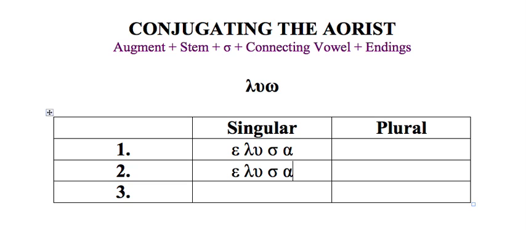Then for the second singular, we begin with our augment, epsilon, our stem, lu, sigma for the aorist, alpha for our connecting vowel, and sigma for our ending. For the third singular, begin with the epsilon, then the stem, lu, sigma for the aorist, epsilon for our third singular connecting vowel, and then we can have the movable nu.